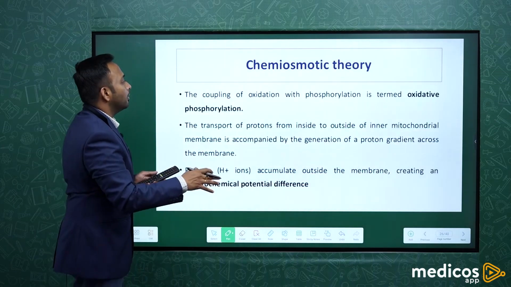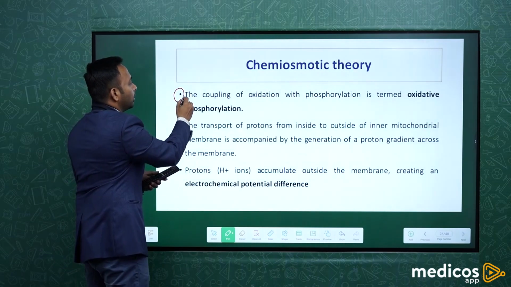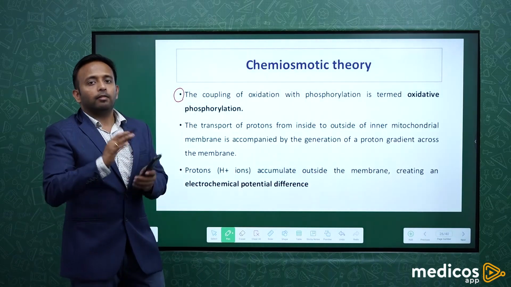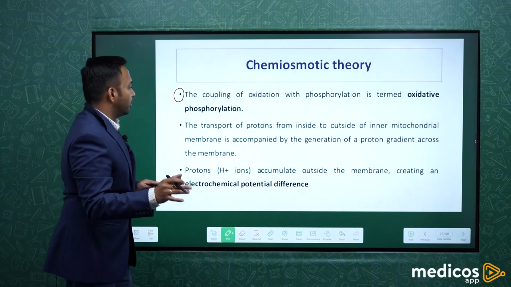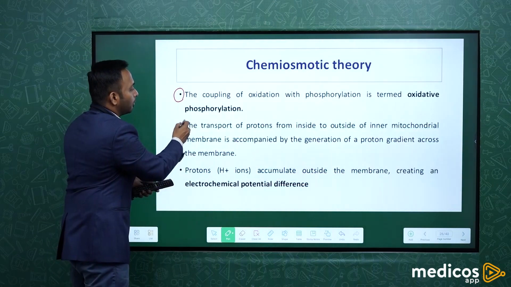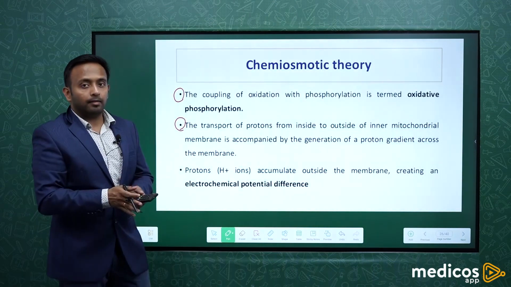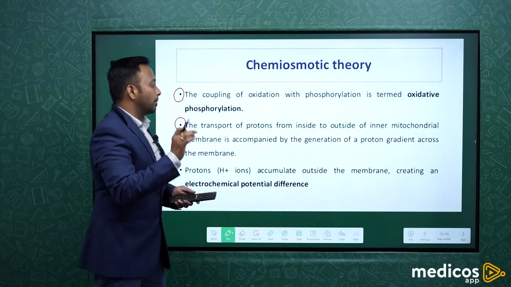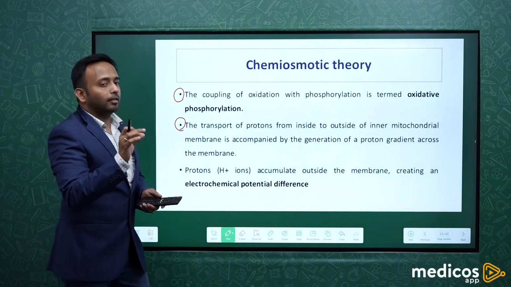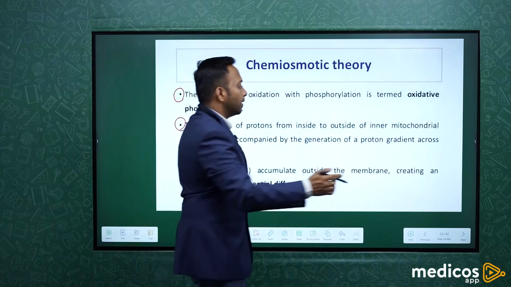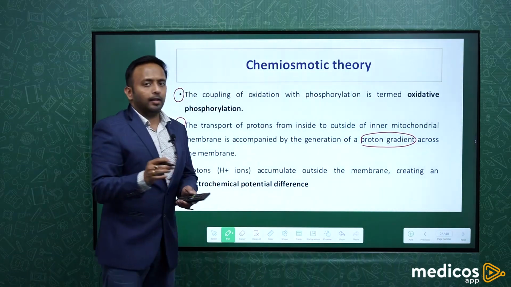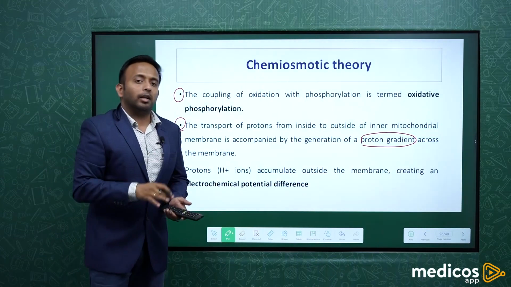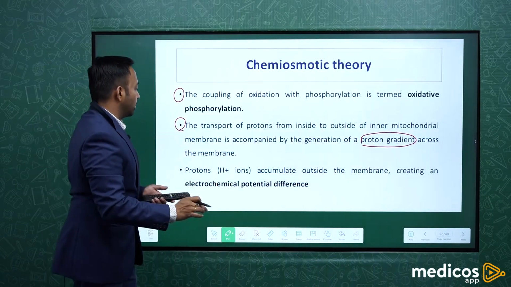Okay, that is termed as oxidative phosphorylation, that is oxidation with phosphorylation coming together to make one process. That is transport of protons from the matrix into the intermembrane space, accompanied with generation of one important gradient, that is the proton gradient across the membrane. It's like a pressure cooker, you are adding a pressure in the intermembrane space.